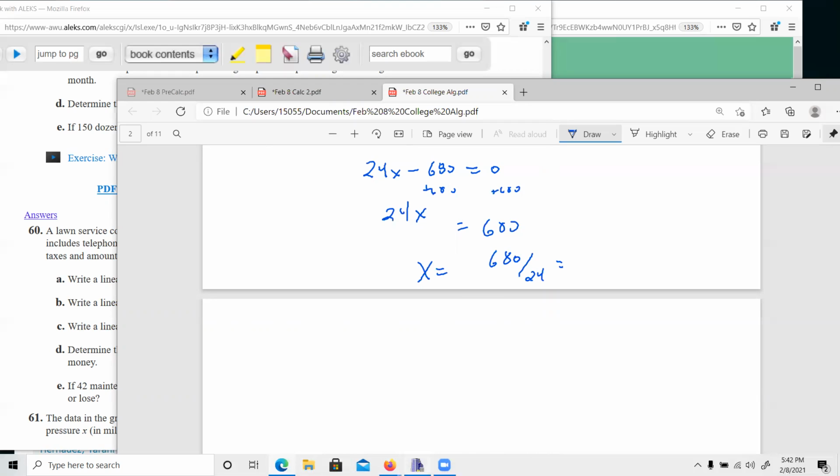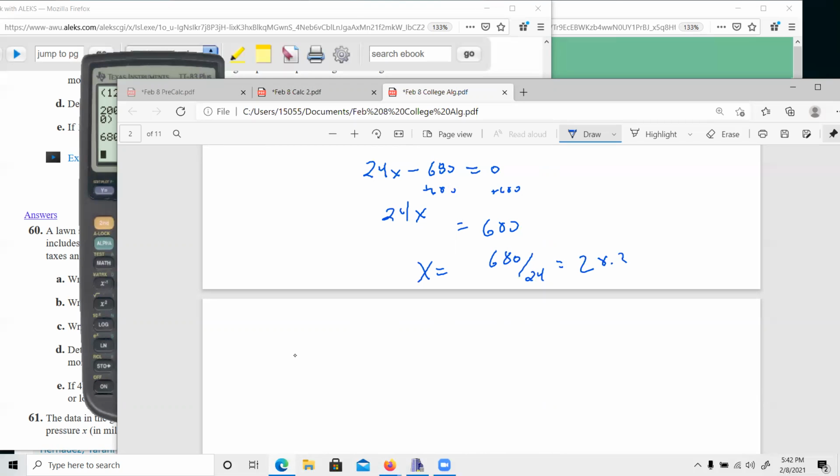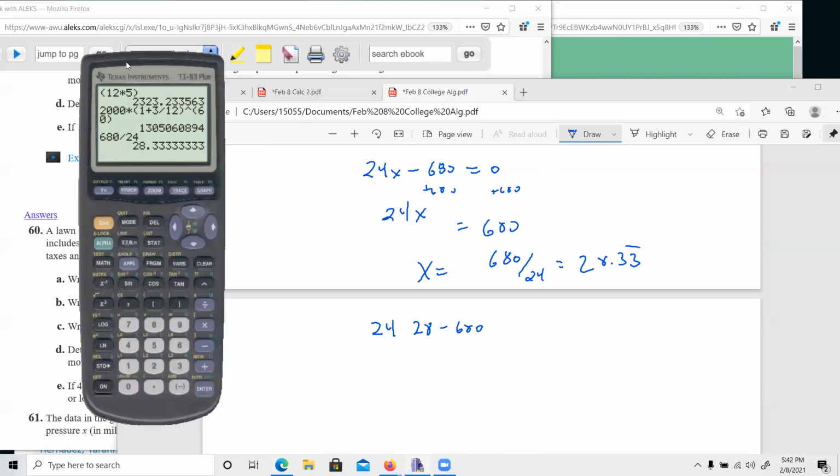I'm going to be lazy about doing my math tonight. 680 divided by 24 gives 28.3 repeating. So if we do 28 lawns, that's not going to quite make it. If I put 28 in here, I think we're going to get a negative number, because that's less.